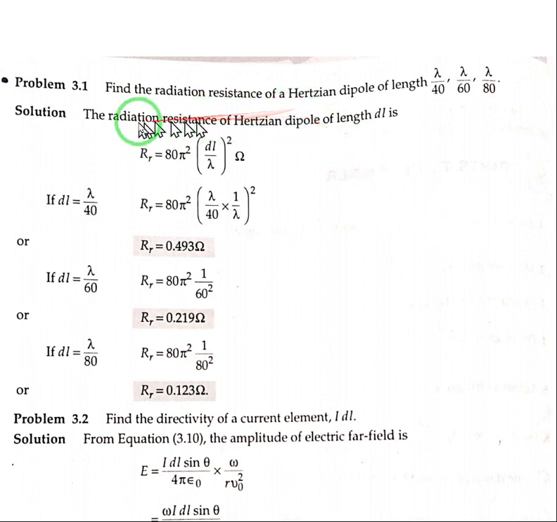In the first numerical, we have to find the radiation resistance of a Hertzian dipole of length lambda by 40, lambda by 60, and lambda by 80. The Hertzian dipole, or alternating current element, was defined as the reference or ideal dipole element. We have to find the radiation resistance for these parameters, that is, the length, which is given differently for the three parts.